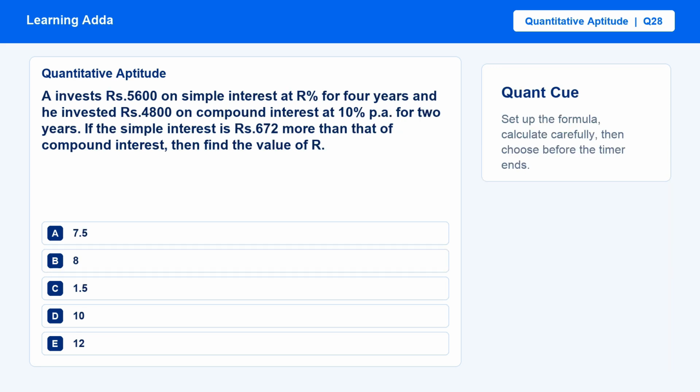Question 28. A invests rupees 5,600 on simple interest at R% for 4 years and he invested rupees 4,800 on compound interest at 10% per annum for 2 years. If the simple interest is rupees 672 more than that of compound interest, then find the value of R. Option A, 7.5. Option B, 8. Option C, 1.5. Option D, 10. Option E, 12. The timer starts now.